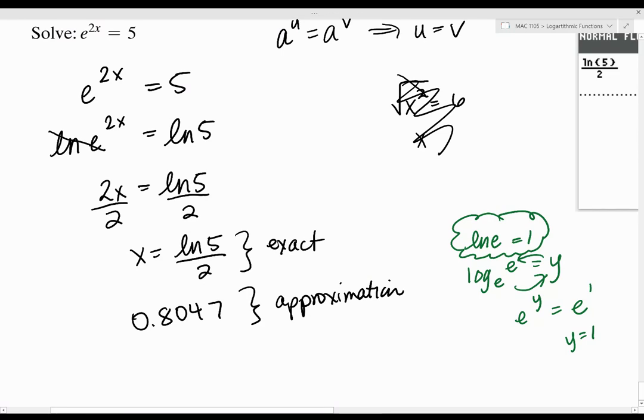So if they asked for the approximation, I would give them the decimal. If they wanted to know the exact answer, I would give them the answer with the log in it. Both of them are correct. Just make sure that you pay attention to the form.